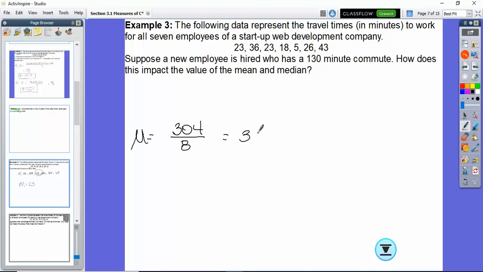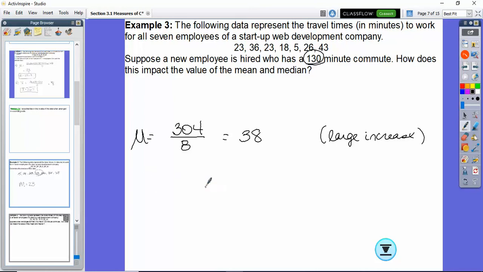And I get a mean of 38. How does that compare to the mean I had before? Yeah, that was a significant increase there. And that happened because this 130 minutes is significantly larger than all the other numbers.